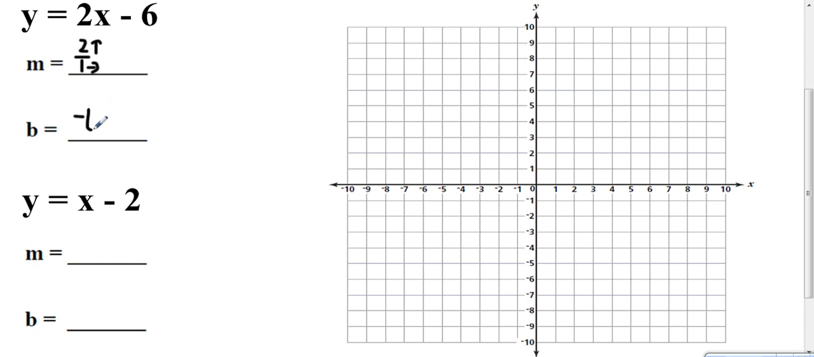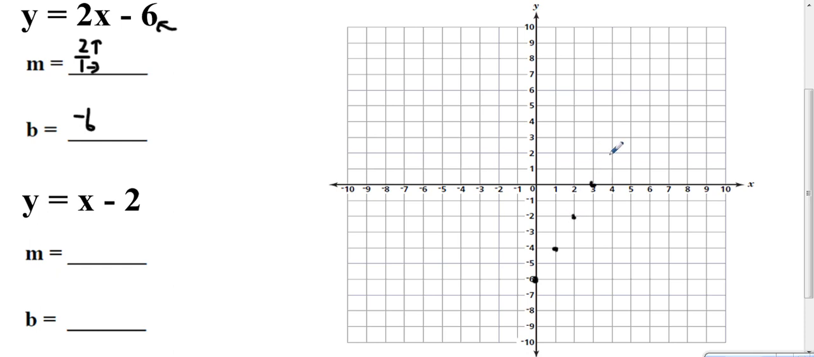The y-intercept is negative b, negative 6. So that's the y-intercept. That's the first point you put on the line. Negative 6. That's where it crosses the y. And then you go up 2 and to the right 1. Up 2 to the right 1.